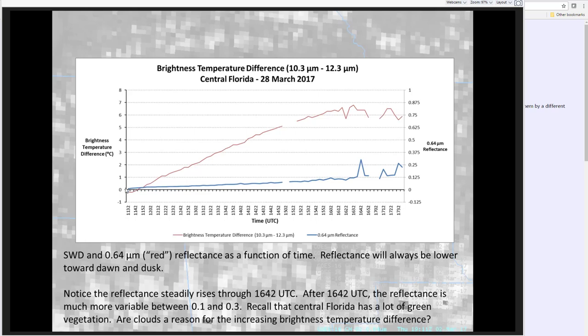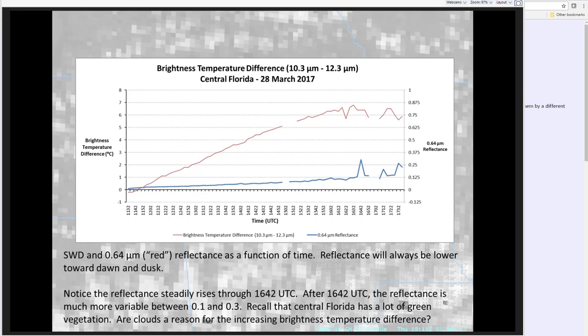So the blue line here is the reflectance from the 0.64 micrometer imagery, or the red, which is what we're used to looking at for visible imagery. And the reflectance scale is over on the right. You can see near sunrise and also sunset, reflectance is going to be very low because the light is very diffuse and it's not scattered as efficiently. But as you go later into the day, the reflectance will gradually increase as the sun becomes higher in the sky and more light is reflected back.